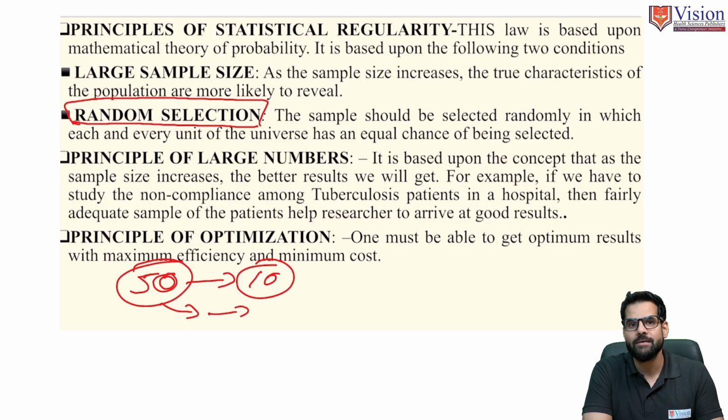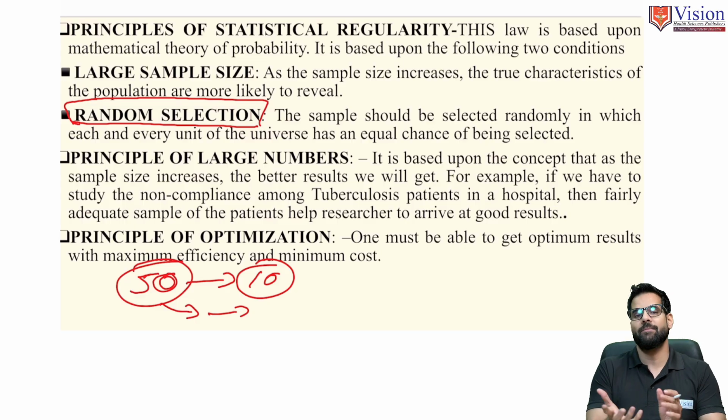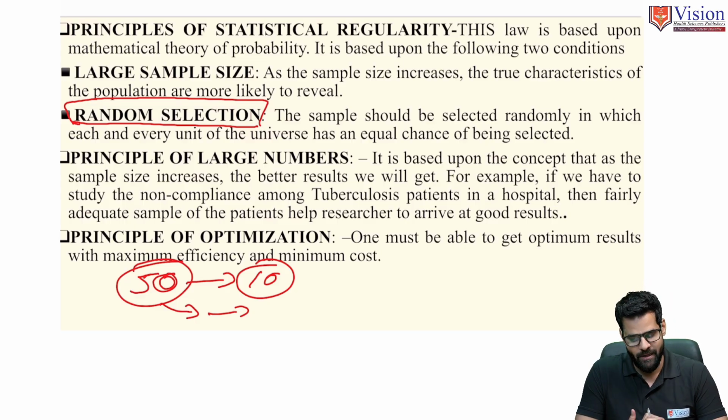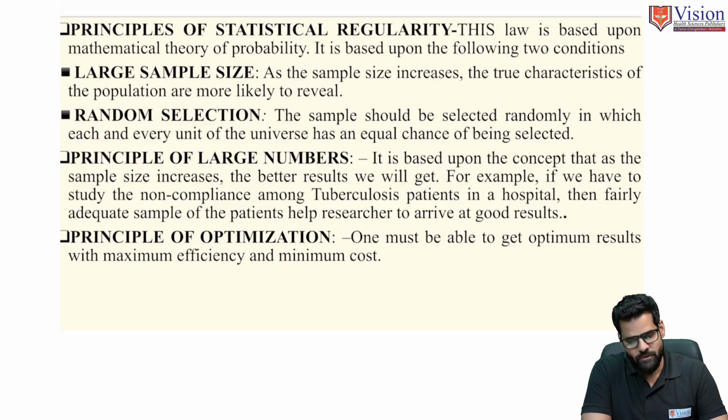I can have a drawing from that. Okay, so all the 50 chits I'll put somewhere, and from there I'll select the 10 randomly. So that is the principle that is desired by this. If we talk about the second principle, that is the principle of large numbers, which I've already told you.